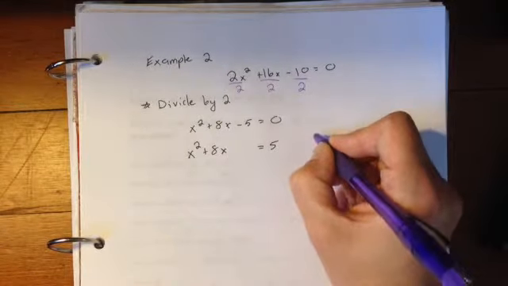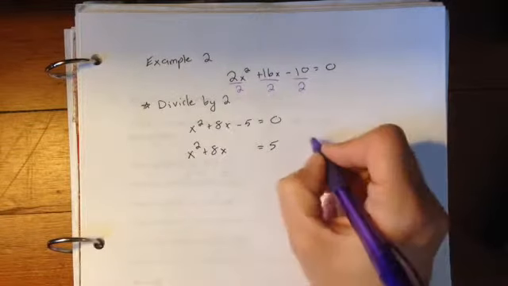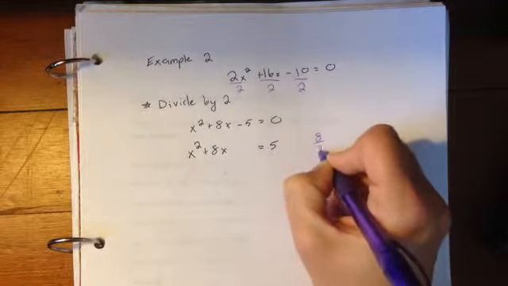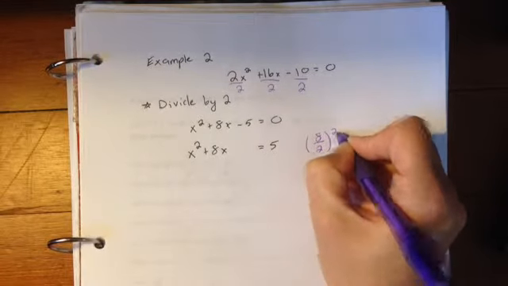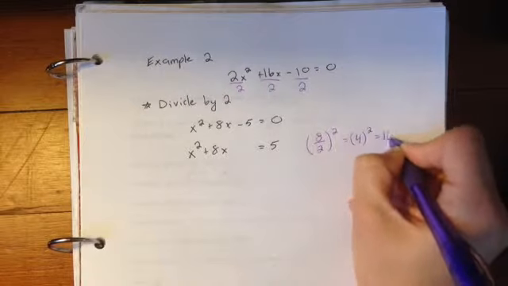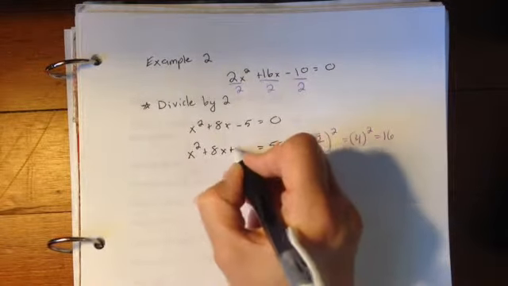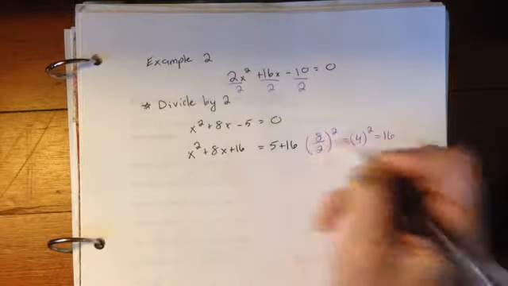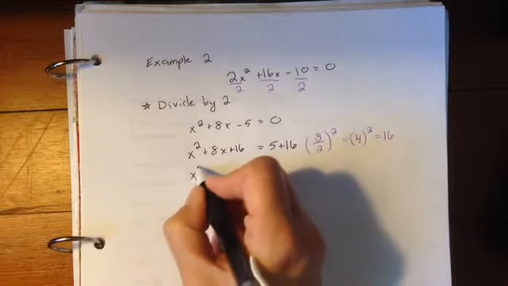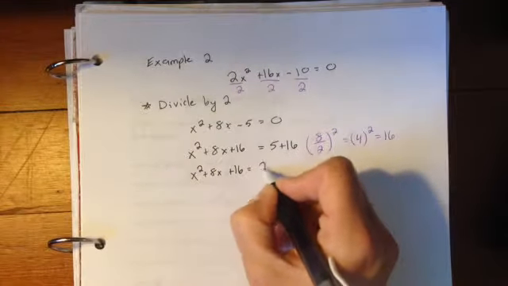Remember that the magic number is the coefficient of x divided by 2 and then squared. So 8 divided by 2 and then squared is 4 squared, which is 16. So I'll go ahead and add that 16 to both sides of the equation. Now I have x squared plus 8x plus 16 equals 21.